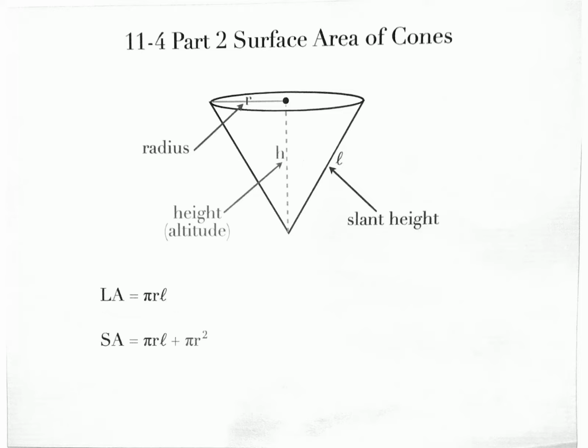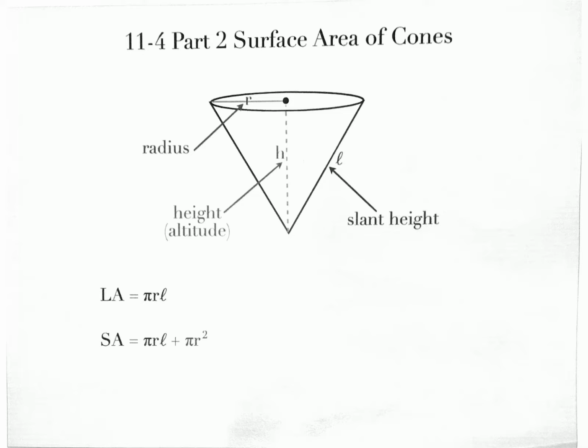This video is on surface area of cones. So you'll notice at the bottom of this slide, you have two formulas. You have one with lateral area, that's the LA, and you have one for surface area, that's the SA. We're not going to focus on lateral area, we're just going to focus on surface area. Now our surface area says pi r L, that fancy little L there, plus pi r squared.